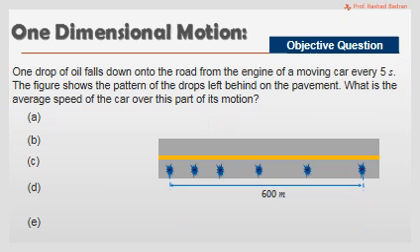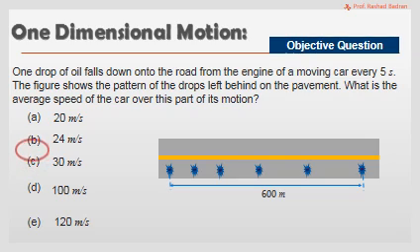Here, a moving car has an oil drop falling from its engine every 5 seconds all along the 600 meters distance of its motion. The average speed, as measured in meters per second, which one of the following is correct? Is it 20, 24, 30, 100, or 120? Well, the answer is B, 24 meters per second.